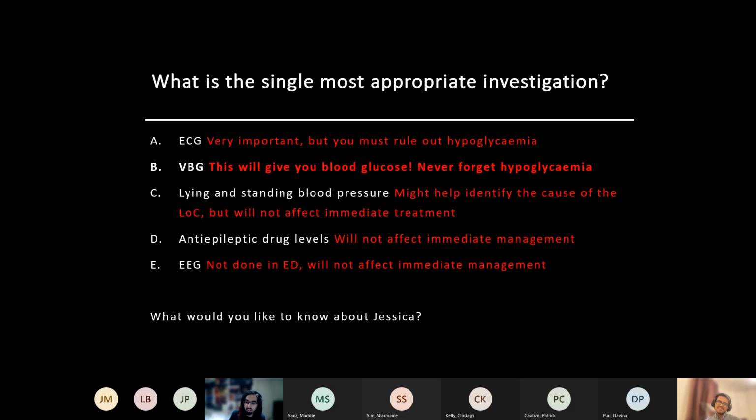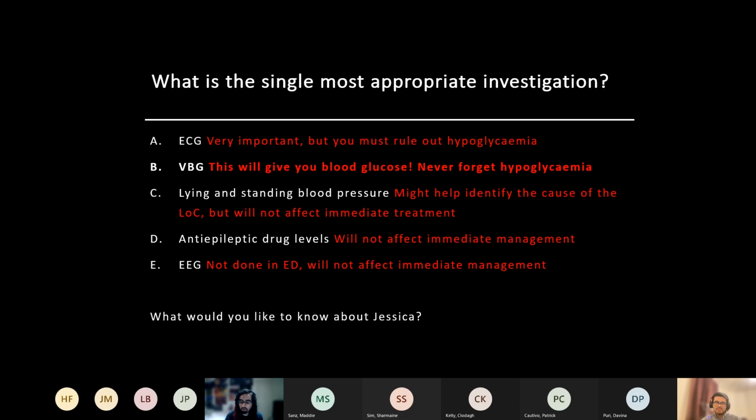But if the person is breathing and they have a pulse, that can wait whilst you determine, hang on, is this person hypoglycemic, and are they just going to die because they're hypoglycemic? So deliberately a trick question. ECG is definitely the second correct answer here. Quickly, the others, lying and standing blood pressure. Basically, all the others will not affect your immediate management. ECG and VBG will affect your immediate management. Obviously, if she's having a STEMI, that's going to affect your management. If she's hypoglycemic, that's going to affect your management.